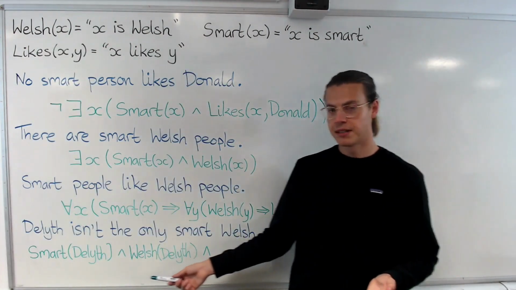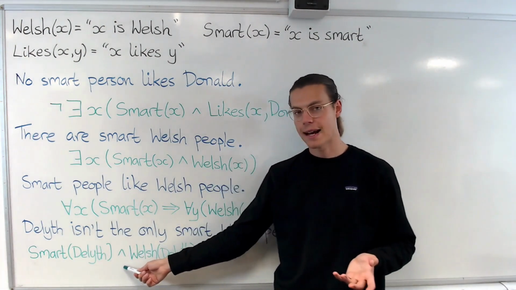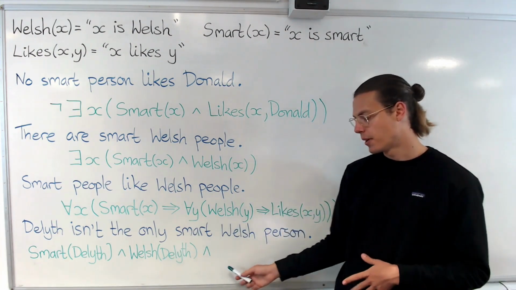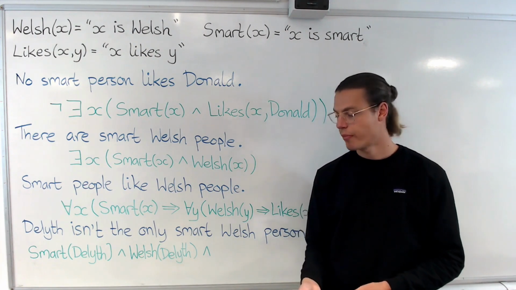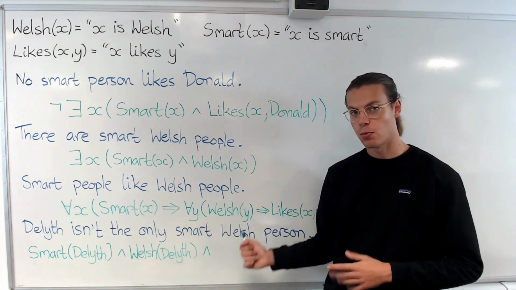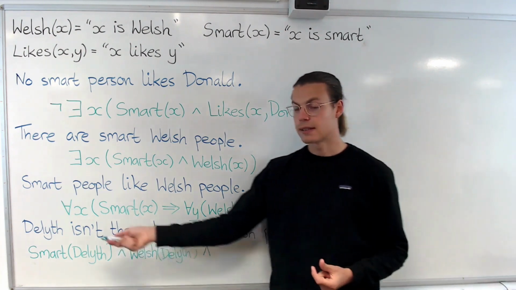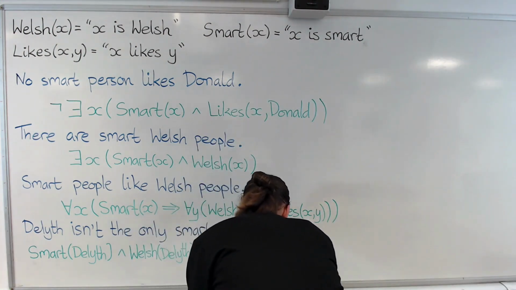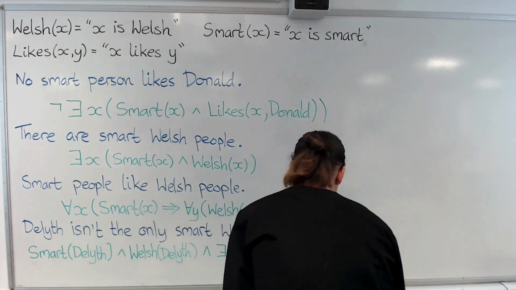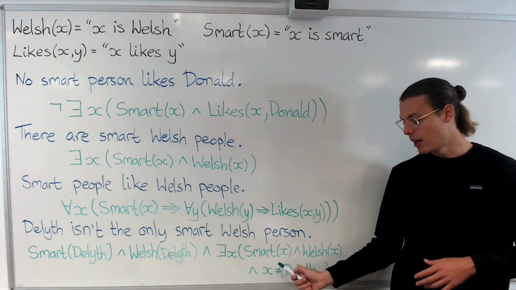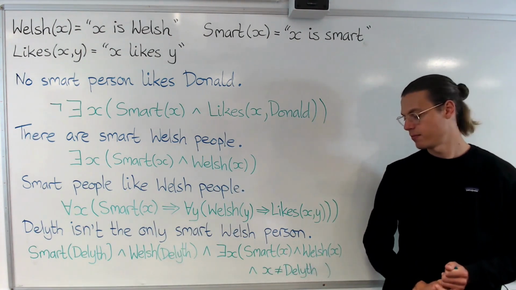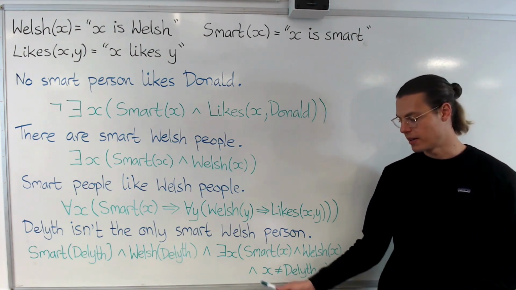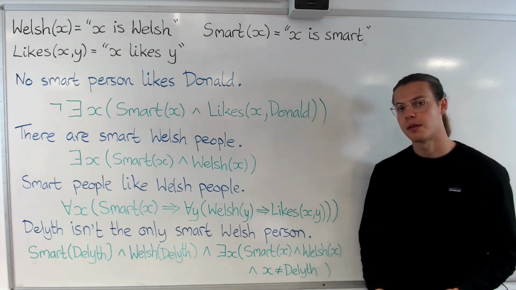So there is another person that is smart and Welsh and is not Delyth. So we'll start our statement by saying that Delyth is smart and Delyth is Welsh. And now we want to say that there is a person that is smart and Welsh and is not Delyth. So there exists a person X such that X is smart and X is Welsh and X is not equal to Delyth. So there is another smart Welsh person other than Delyth.